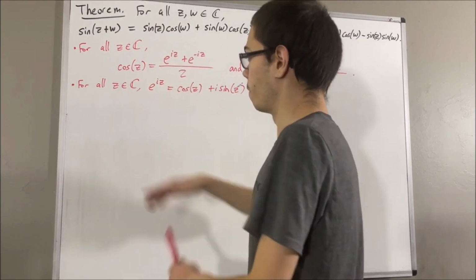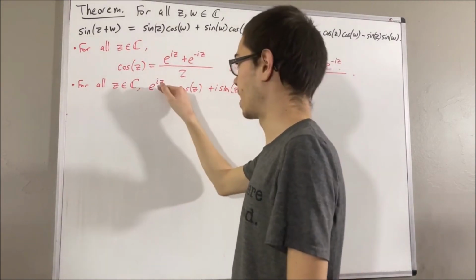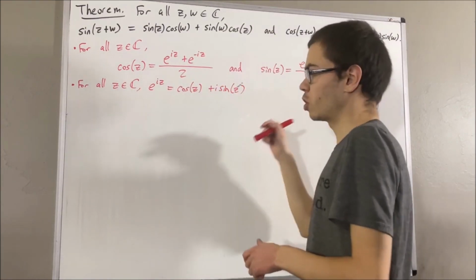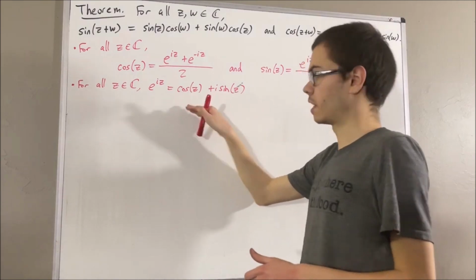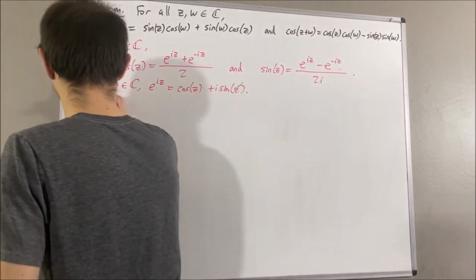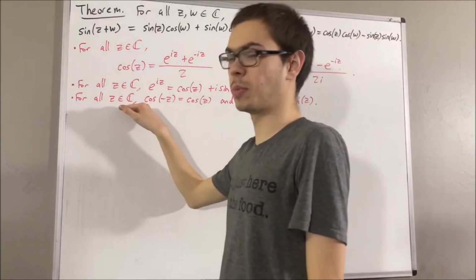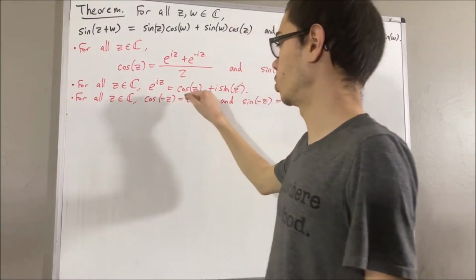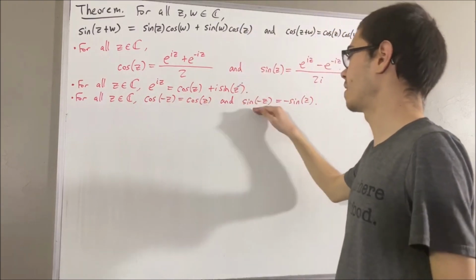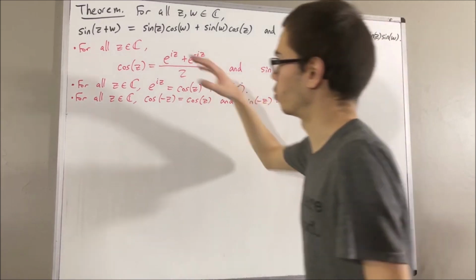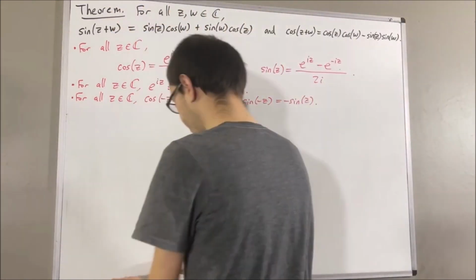Now, at this point, we have proven Euler's formula, that is, for all complex numbers z, e to the iz is equal to cosine z plus i sine z. We've also proven that cosine is an even function and sine is an odd function. That is, for all complex numbers z, the cosine of negative z is equal to cosine of z, and sine of negative z is equal to negative sine of z. Okay, so now let's get into proving this theorem.